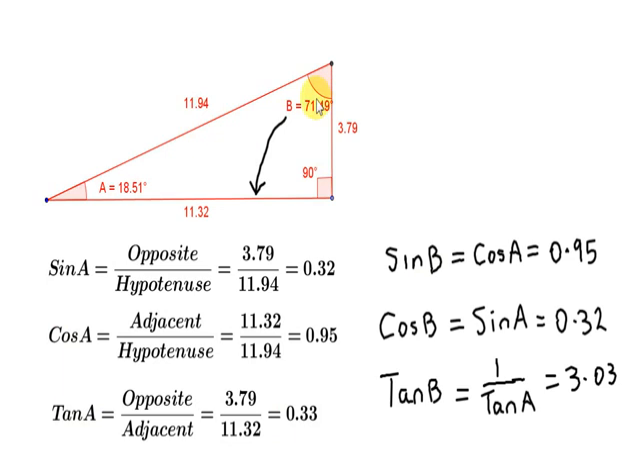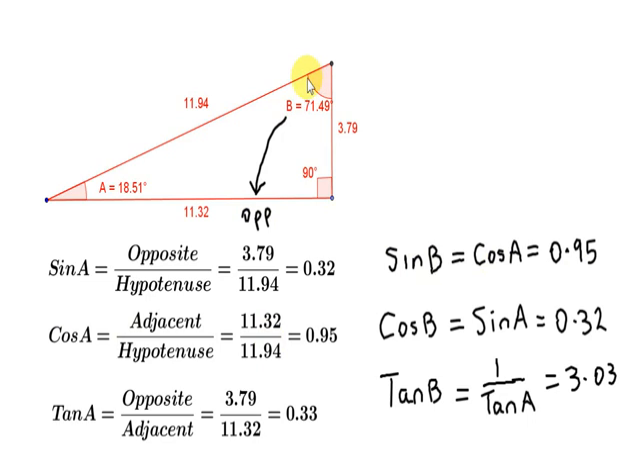So it depends on which angle we're talking about. If we're talking about B, then this side is the side opposite B. So we have to take 11.32 and divide by 11.94 to get the sine of B. But that's the same thing as getting the cos of angle A. The side adjacent to A, 11.32, is the same as the side opposite B. So we see that the sine of B is equal to the cos of A, and we know that that's 0.95.